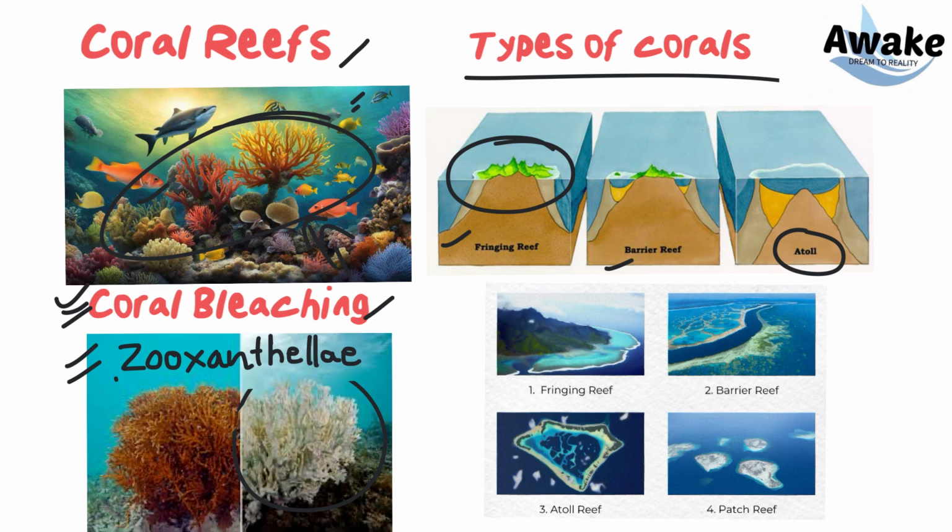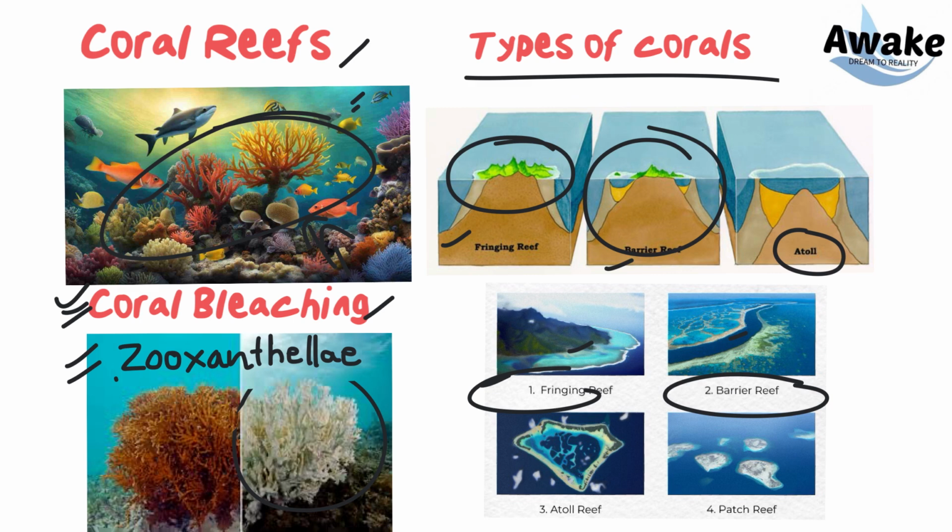When it comes to the barrier reef, we can see a larger lagoon. Here reefs are formed parallel to the shore. You can see the difference between the fringing reef and the barrier reef. The separation is more here. The fringing reef is very near to the shore. We can see the barrier reef in the Great Barrier Reef of Australian regions.